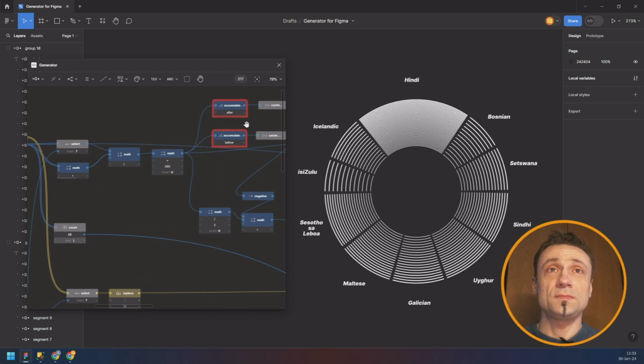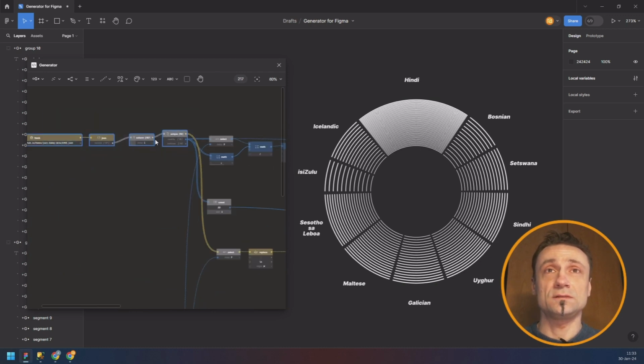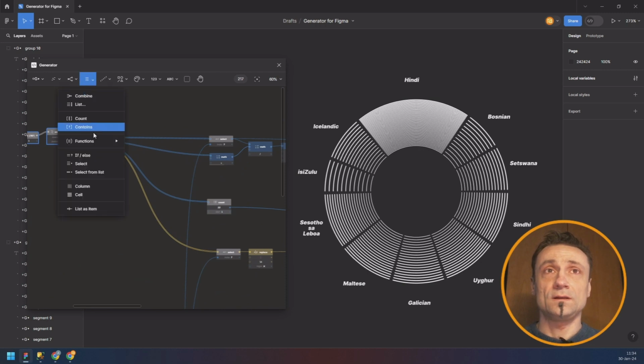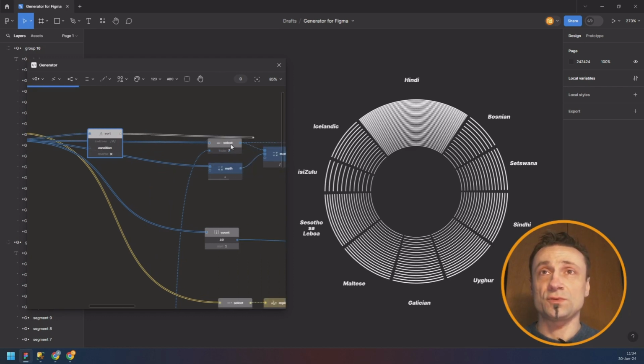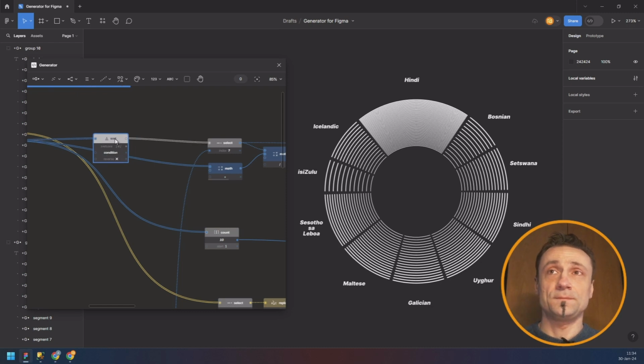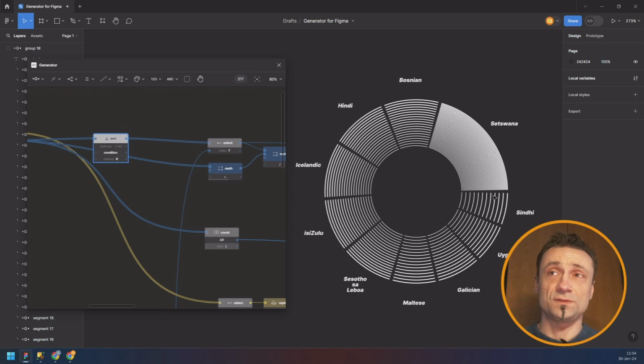To sort them, we can come over here, move these nodes to the left, get a sort node, and then take the counts, which is what we want to sort, and run them through the sort node. There we go. So now they're sorted from the smallest to the largest.